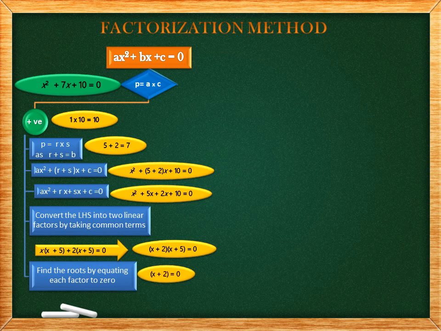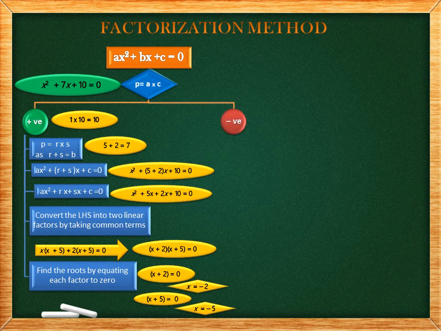So first let's equate x plus 2 equal to 0. If this is equal to 0, the equation will become 0, or it may be that x plus 5 equal to 0. That means x equal to minus 2, and x plus 5 equal to 0 means x equal to minus 5. So x equal to minus 2 and minus 5 are the solutions of the equation x square plus 7x plus 10 equals 0, or we may say these are the roots of this equation.